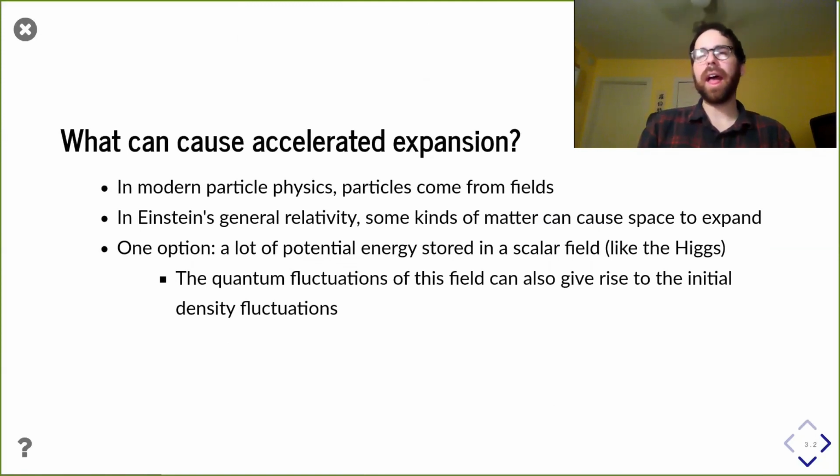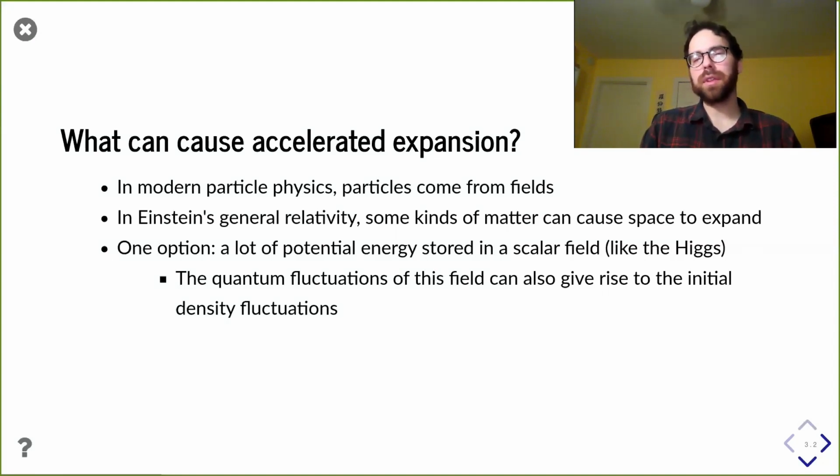Okay, so how can we make this process happen, right? You might know that in modern particle physics, we use quantum field theory, and particles are just excitations of quantum fields. And you might also know that in Einstein's general relativity, most matter attracts, like the sun and the earth are attracted, of course, but some types of matter can cause repulsion. Gravity is not purely attractive in general relativity. So one option to cause inflation is to have some type of repulsive effect with gravity, or an expansion of space.